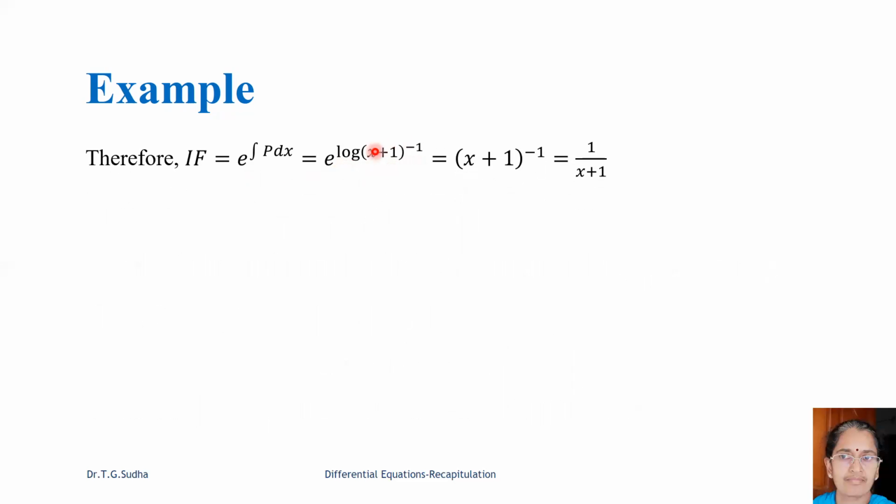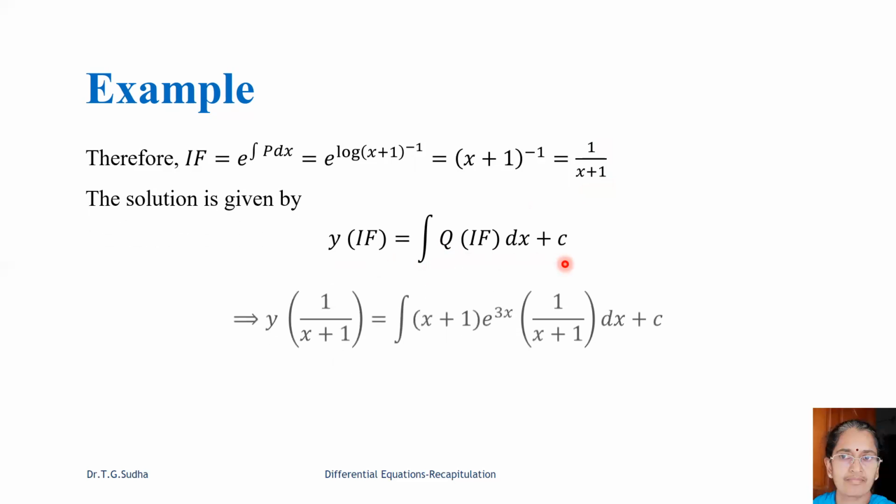Therefore, instead of x here you have x plus 1 to the power of minus 1. Therefore, we get x plus 1 to the power of minus 1, and it can be written as 1 over x plus 1. So integrating factor is 1 over x plus 1. So we can write the solution as y into integrating factor is equal to integral q into integrating factor plus c, the constant of integration.